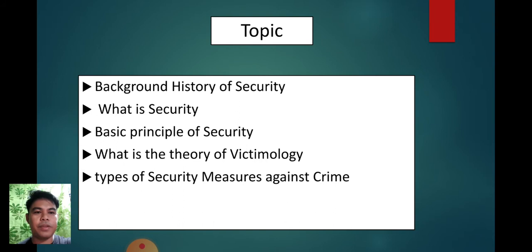So our topic for today: background history of security. What is security? Basic principles of security. What is the theory of victimology? Types of security measures against crimes.